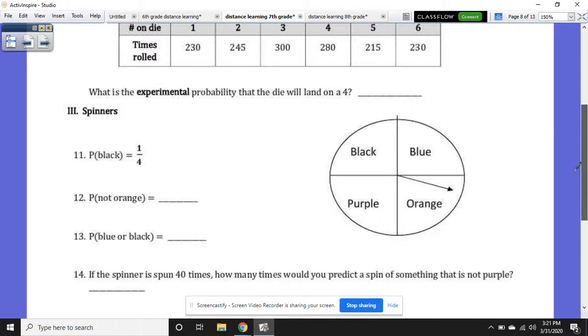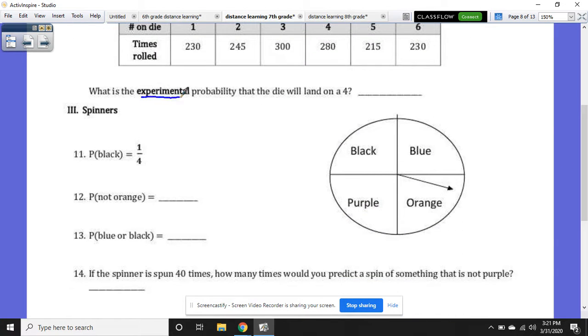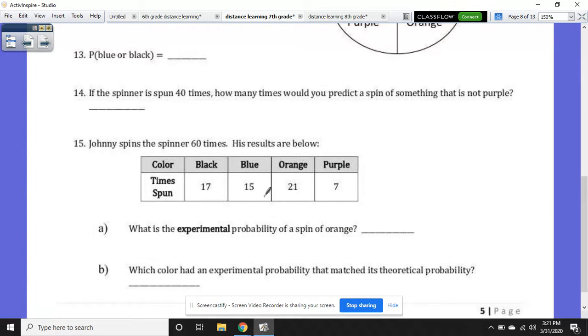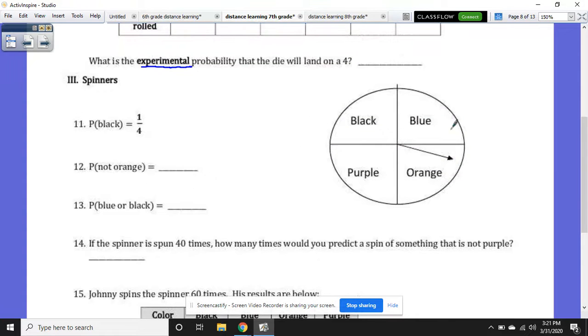Okay, you're gonna keep doing that for the rest of these questions. Make sure you know if you're working with experimental or if you're working with theoretical. And look at your table, like this table right here, that tells me it's going to be experimental, right? But if it just gives me a spinner and doesn't give me how many times it landed on what, that's going to be theoretical. And any of these colors, I have a 1 in 4 chance of getting any of those colors. If it asks about 2 colors, then it's going to be a 2 out of 4 or 1/2. If it asks about not 1, then it's going to be 3 out of 4. Because, like, let's say it says not blue, right? So there's 3 out of 4 colors that are not blue, okay?